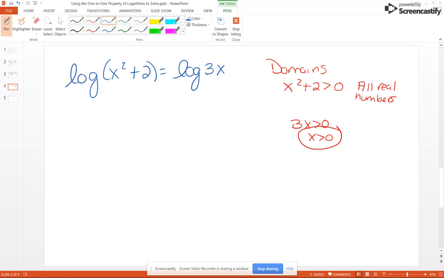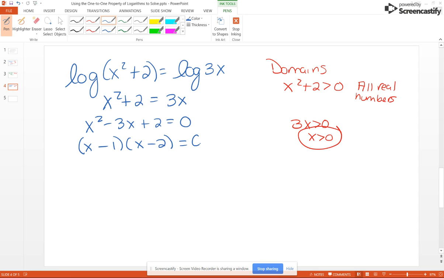Once again, we already have log of x squared plus 2 equal log of 3x, so we just drop those. We get x squared plus 2 equal 3x. Now, this is going to be a quadratic, so it needs to be equal to 0. So we're going to move the 3x over by subtraction. This is a factorable quadratic, and it will be x minus 1, x minus 2. Just to double check that, do the FOIL in your head, and it does indeed work. Then you're going to take each factor to equal 0, and so we get x equal 1 and x equal 2. Both of those are bigger than 0, so both of these actually work.